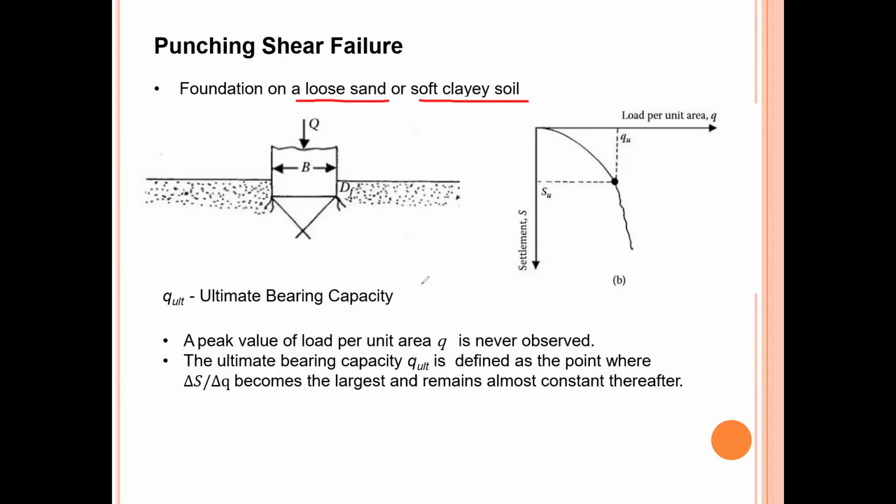We can observe this before the shear failure. The load per unit area gradually increases, but after that, there's a sudden settlement increase. So you can see for a small change of load or pressure, load per unit area, there's a big jump of the settlement. So settlement is getting large. That's why we call it punching. It goes like a punch. I'll show you some videos, if possible, to describe each of these scenarios.